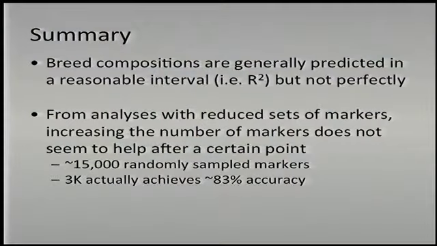Anyway, breed compositions are generally predicted at a reasonable R², but not perfectly. And from analysis with reduced sets of markers, increasing the number of markers does not seem to help after a certain point. Basically around 15,000, we really saw a diminishing return. We did do this with the markers that are on the Illumina 3K off of this 50K and ended up with about 83% accuracy. So we see about a 6% drop in accuracy if we use only 3,000 markers. So this application could be done a little cheaper than the 50K and probably do a good job if we saw other uses for this and if people are interested.